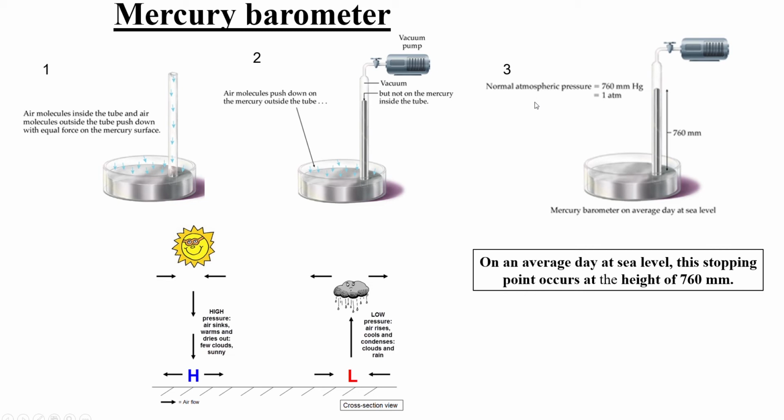On a normal average day at sea level, this stopping point is at 760 millimeters of mercury. This pressure is known as standard pressure and referred to as normal conditions in the atmosphere at sea level. We can also write a conversion factor with this: 1 atmosphere equals 760 millimeters of mercury.